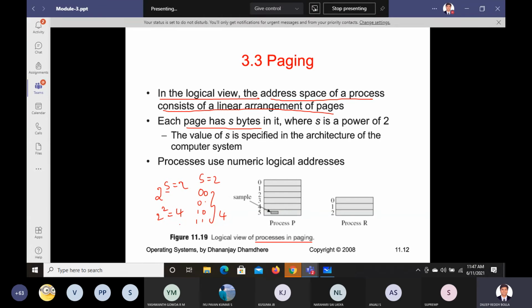Next, the value of S is specified in the architecture of the computer. How many pages you should have is given in the architecture of the computer. The architecture says the value of S is given up to 128, so you can go up to 2 power 128 pages. This process uses a numeric logical address. This is the sample given here, the numeric address for the process.